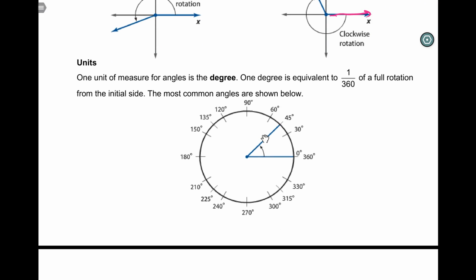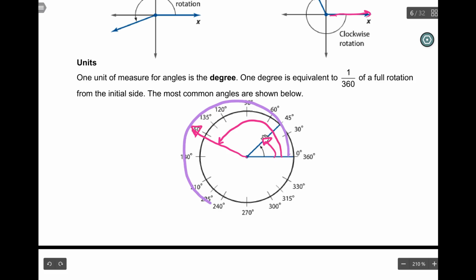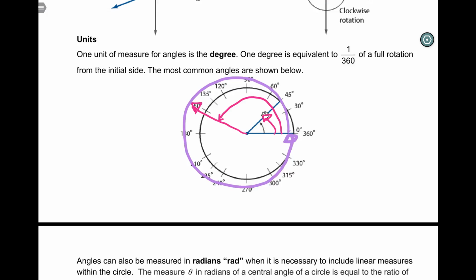Units. One unit measure for an angle is a degree. One degree is 1/360th of a full rotation from the initial side. So you can have a degree measure of 45. You can have a degree measure of, let's see if my terminal is right here, it'd be like 150. And you can have an angle measure that goes all the way around. And if it ends up back at the origin, you could say its degree was 360.